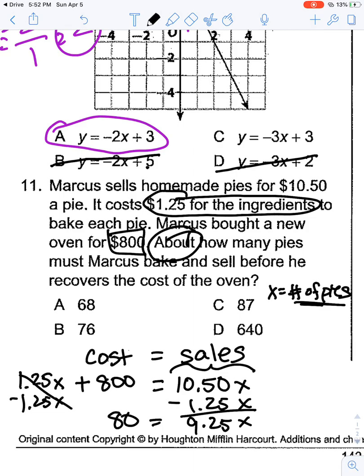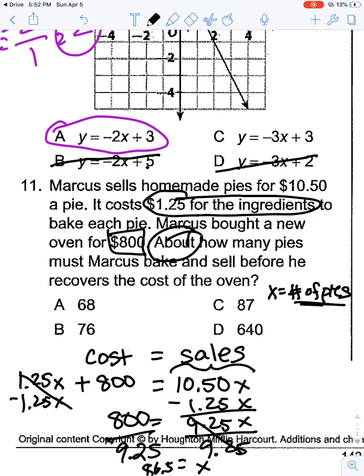All right, so now all we need to do is divide by 9.25 on both sides. If you use your calculator for that, you can find out that x is 86.5.